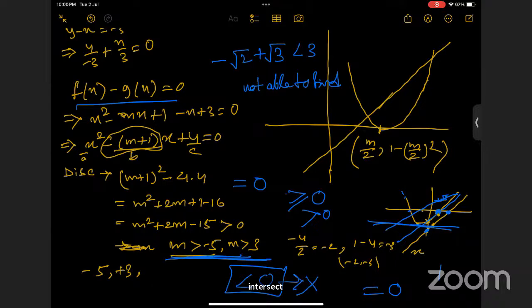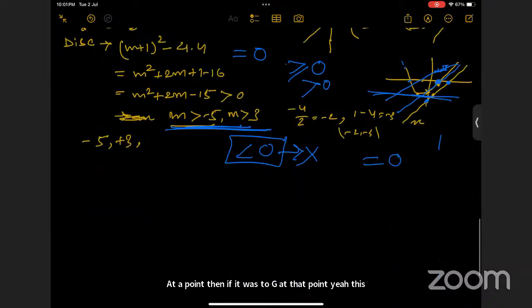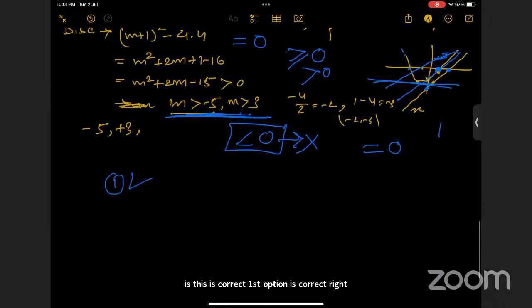Okay, let me view the options one by one. First option is if F and G touch each other at a point, then F equals G at that point. Yeah, this is correct. First option is correct, right? Yes, ma'am. Option 1 is correct.